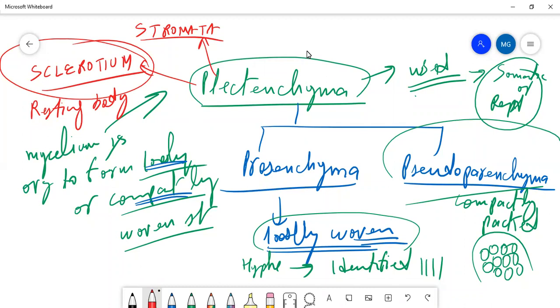ठीक है, और जो स्ट्रोमेटा है, stromata is a cushion shaped structure. This is basically a compact cushion shaped structure on which fructifications are normally born. So a cushion shaped structure on which the fruiting bodies are normally found. This is stromata. But sclerotium is what? It is a very complex structure to tide over unfavorable conditions. So it is nothing else, it is a resting body.